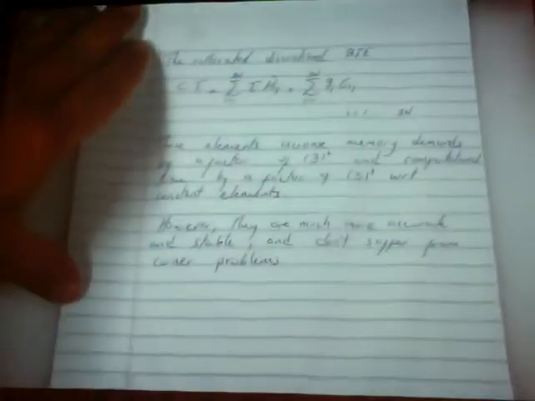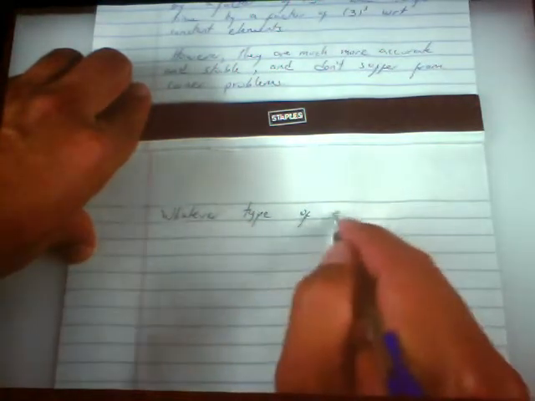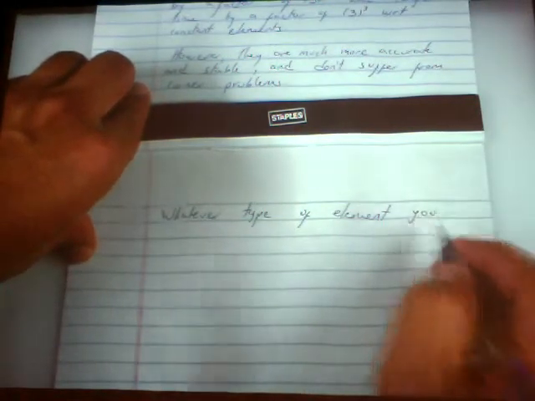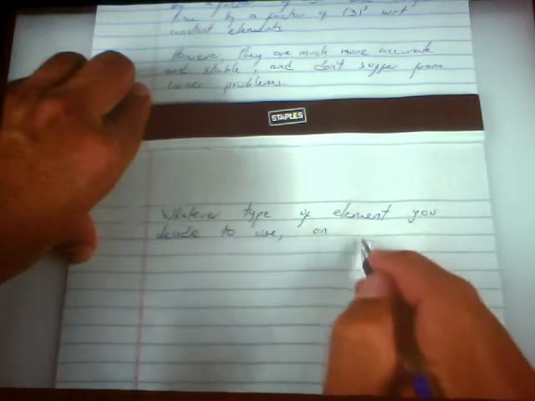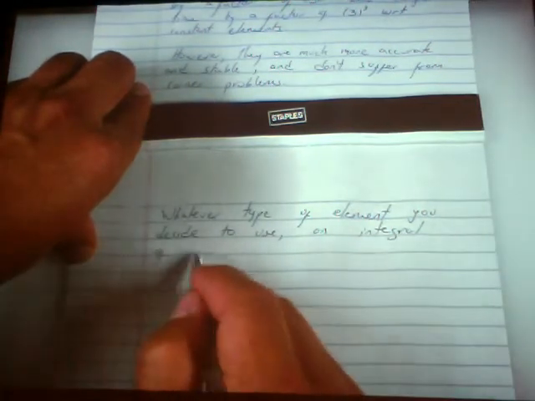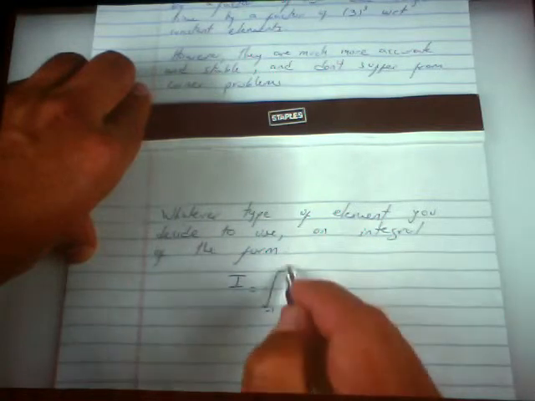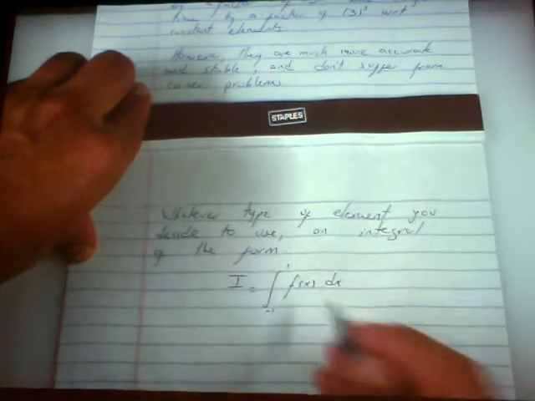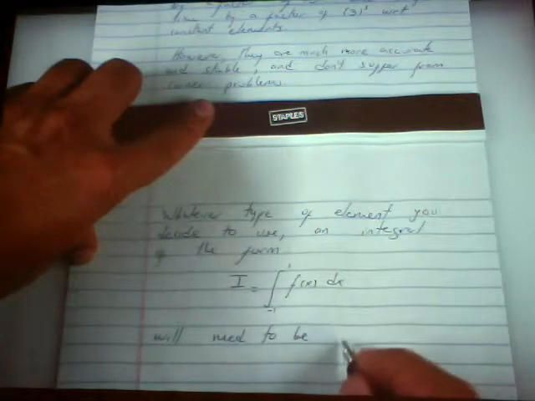All right, so whatever type of element you decide to use, an integral of the form I, the integral from -1 to 1 of f of x dx, will need to be approximated.